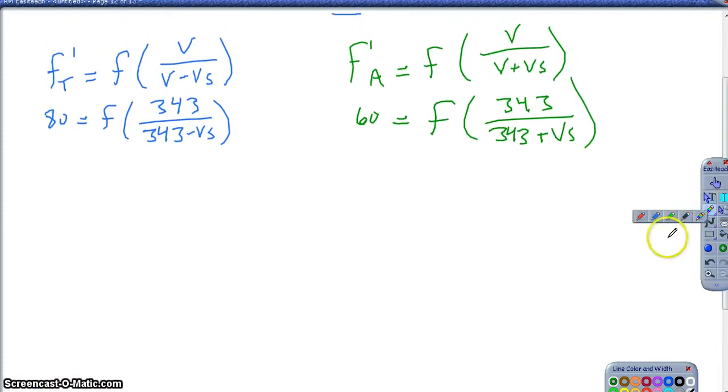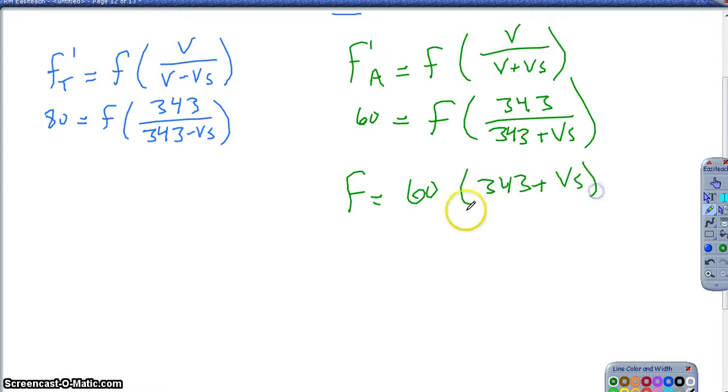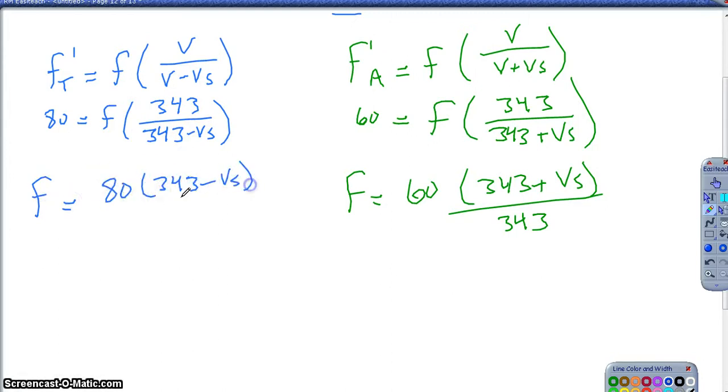So probably what I would do from here is go ahead and solve both of these for frequency. If I solve each of these equations to get frequency by itself, I'm just going to multiply by the inverse of this side. So it's going to be 60 times 343 plus the velocity of the source over 343. I'm just multiplying by the reciprocal over here. And then on the left-hand side as well, just multiplying by the reciprocal of this. So my frequency would be 80 times 343 minus the velocity of the source divided by 343.